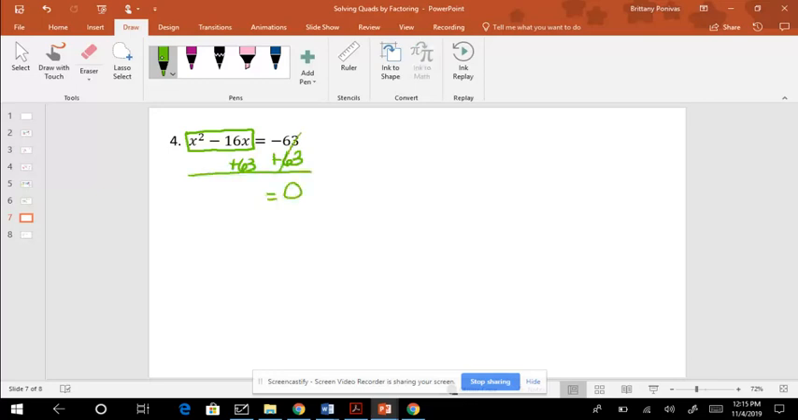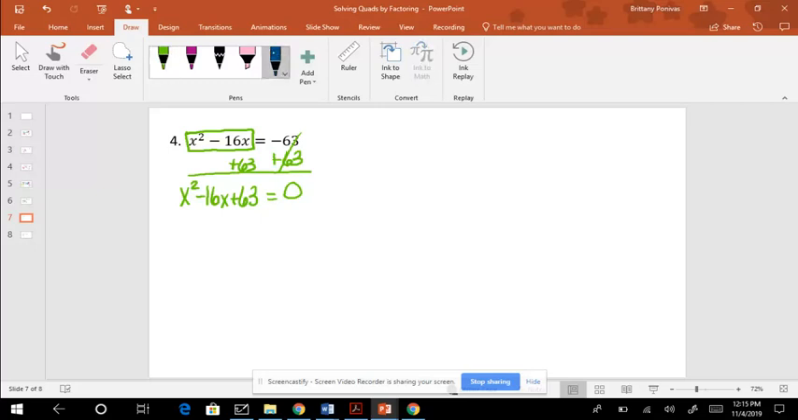X squared is quadratic. 63 is a constant, so you cannot add them together. So the x squared comes down. Negative 16x is linear. 63 is constant. You cannot combine those, so we're going to bring down the negative 16x, and that brings the plus 63 down as well. This is in standard form, so we have to factor.